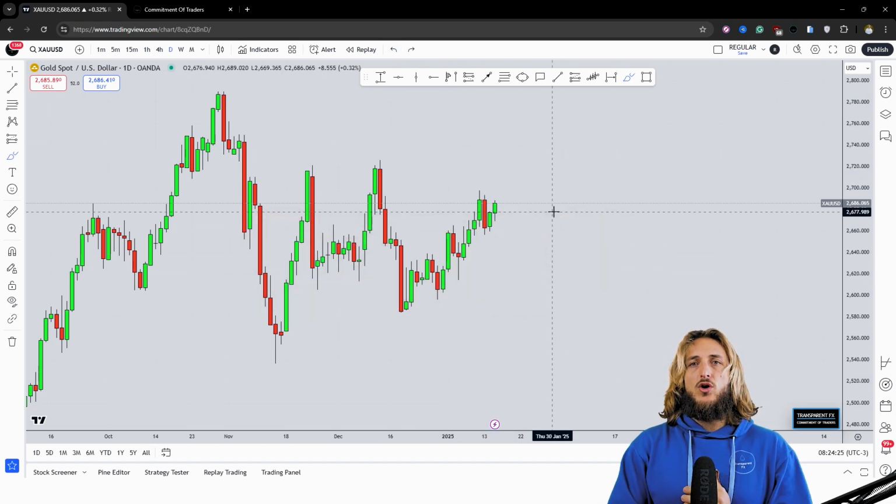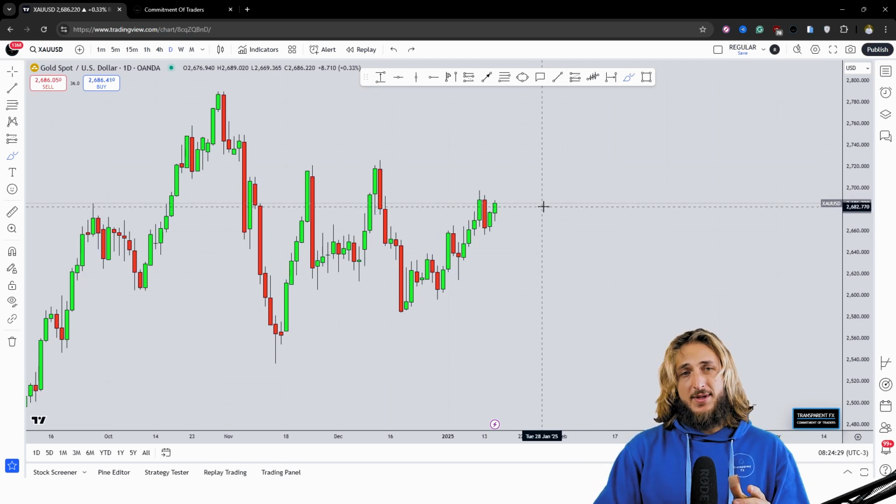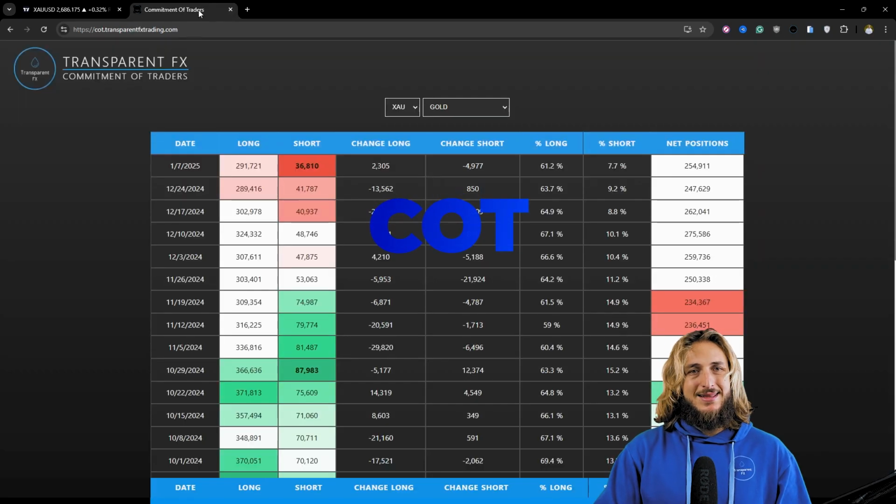But at the moment, what do we have? Well, before we dig deeper into what we have here, from a technical perspective, first, let's go and see what we have when it comes to the commitment of traders.